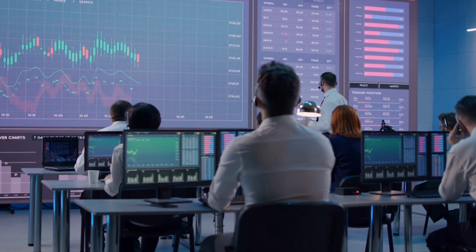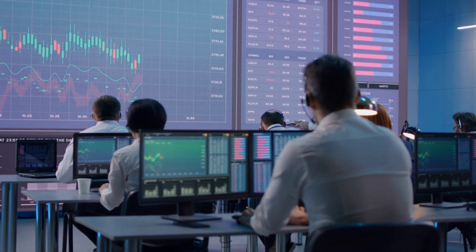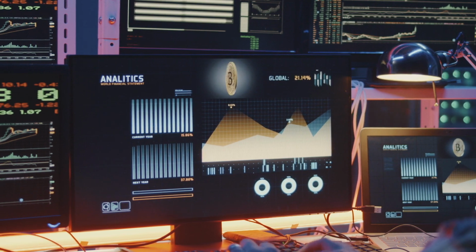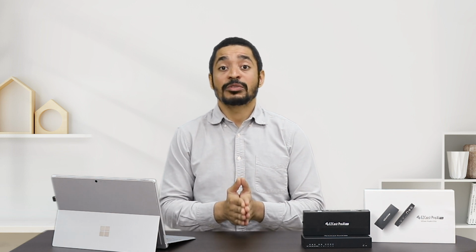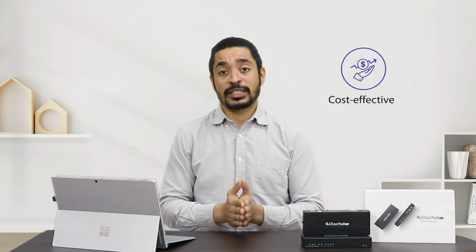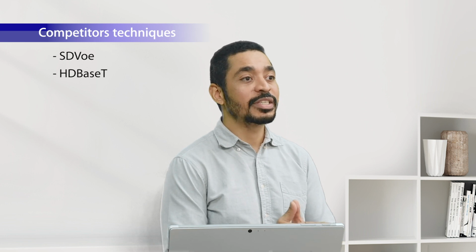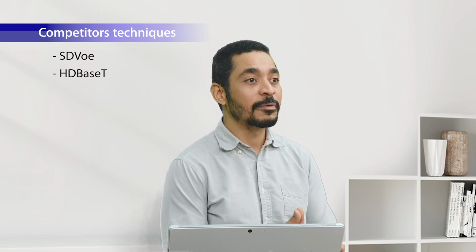IP-based AV has been in the market since a long time ago, but it has become popular and trendy in the past 3 years. In 2018, the sale of AV over IP increased over 130% according to a market research firm, and it's still rapidly growing. The reason why IP-based AV has become a trend is that it's cost effective. However, most competitors adopt techniques such as SDVoE and HDBaseT, which are still very expensive.